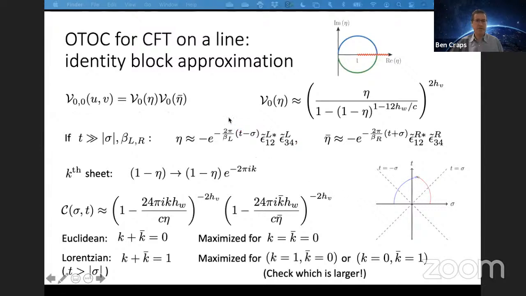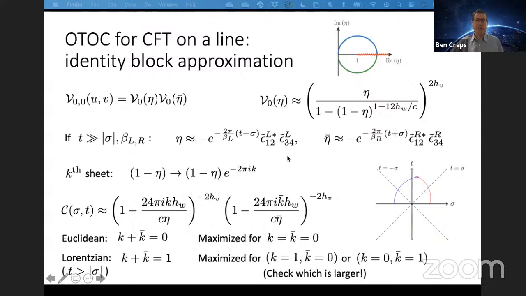So here is the same story with some formulas. This is the explicit expression for the Virasoro identity block. If we take T to be large compared to the spatial separation of the V and W insertions, and also large compared to the left and right moving temperatures, then the conformal cross ratios take these exponential forms. Going to another sheet means that you multiply 1 minus eta by this exponential of minus 2 pi i times k, where k is some integer.